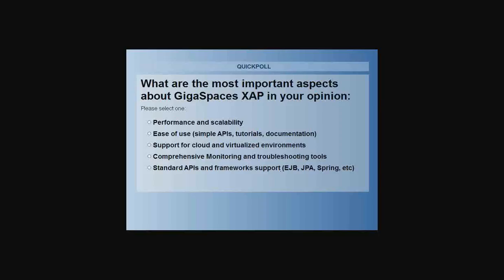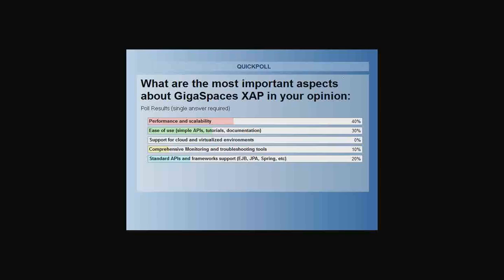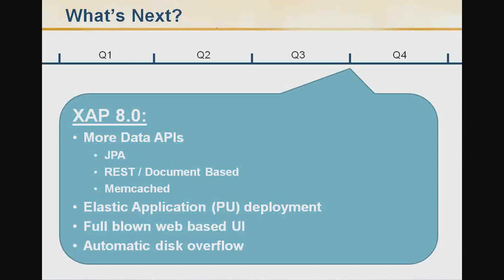All right. Come on. Those who didn't vote yet, I'm just about to close the polls. All right. So let's see all of us together what we have here. It appears that 40% chose performance and scalability. Next in line was ease of use, and the third one was the standard APIs. Thank you very much, everyone. Uri, please, you can continue.